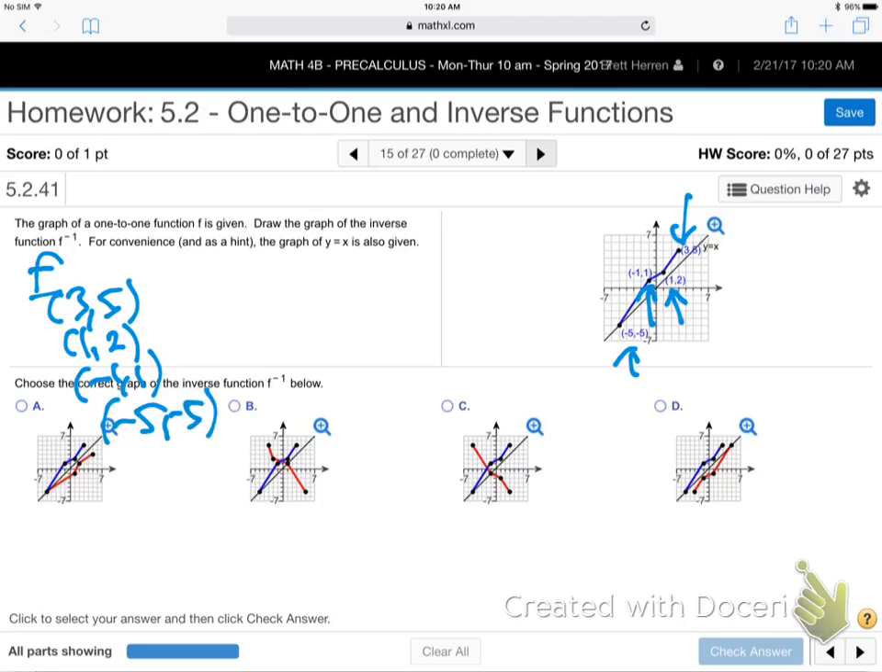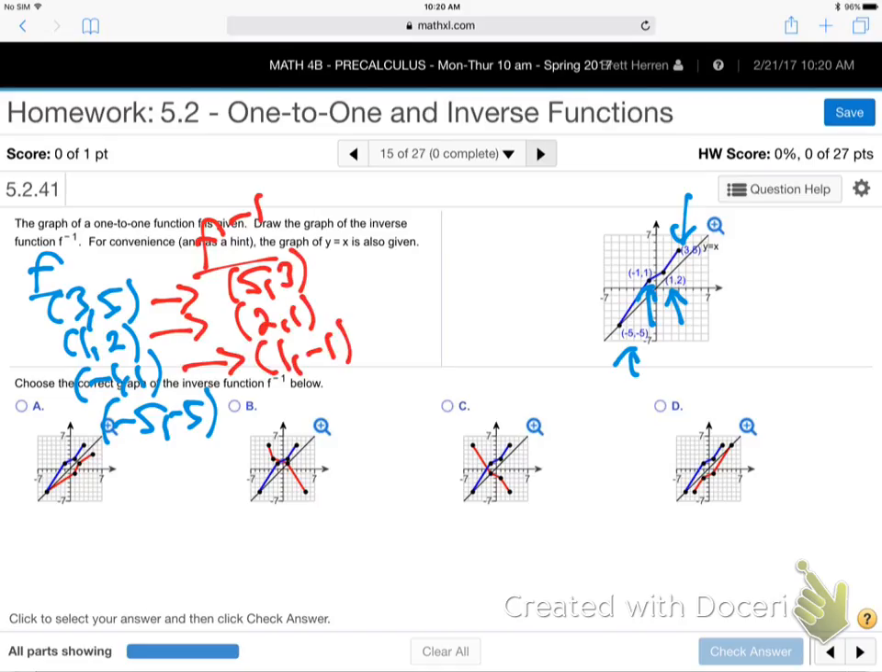Okay. So what does that mean then about what points will be on F inverse? What does an inverse function do? Swap, swap, swap, swap. It's just going to switch the coordinates, huh? So 3, 5 will lead to 5, 3. 1, 2 will lead to 2, 1. Negative 1, 1 will lead to 1, negative 1. And negative 5, negative 5 will stay the same, because it swaps them and they're already the same.